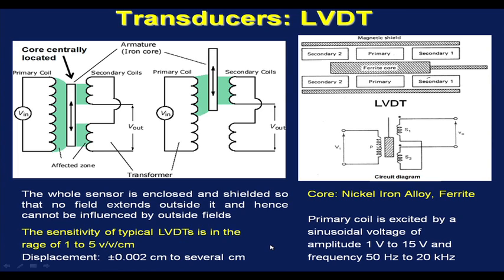LVDT is a highly sensitive instrument or highly sensitive transducer. The sensitivity of typical LVDTs is in the range of 1 to 5 volt per centimeter, and it can measure a displacement as low as plus minus 0.002 centimeter and can measure up to several centimeters.